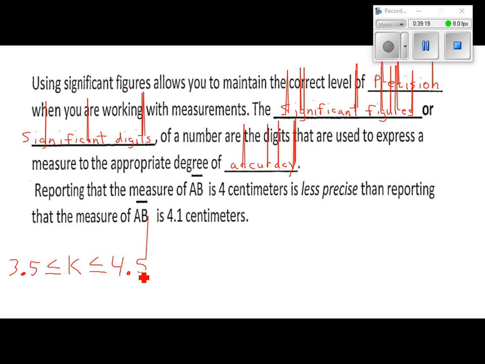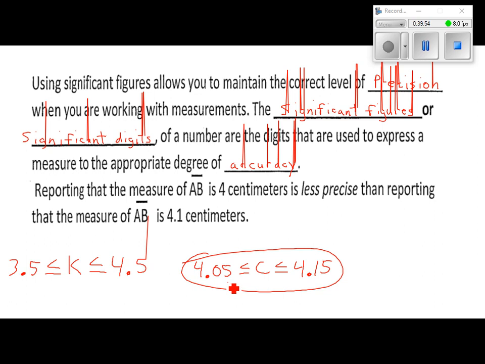If Cooper tells us that his measurement, when he measured the segment, was 4.1, then we know that the actual measurement is between 4.05 up to 4.15. Which one is more precise? Which one's going to give you the more precise measurement? His is more precise. It's just he went out a little farther. And that's just sort of common sense, right?